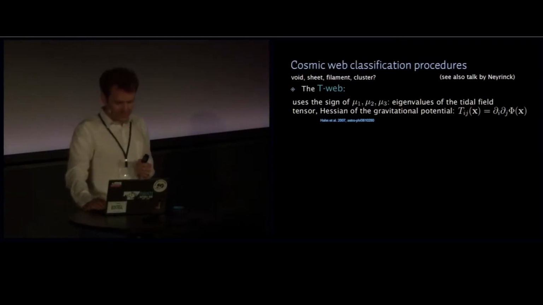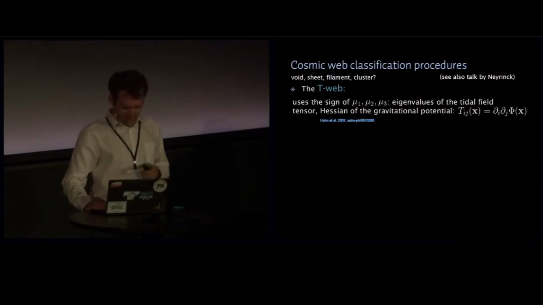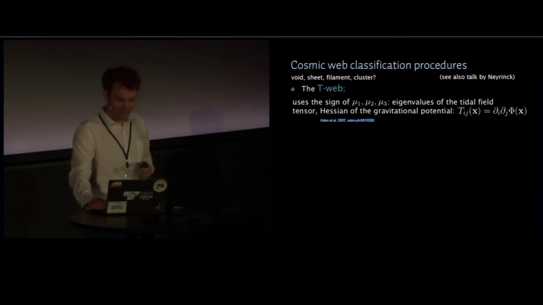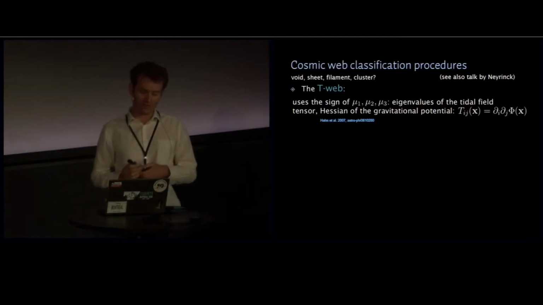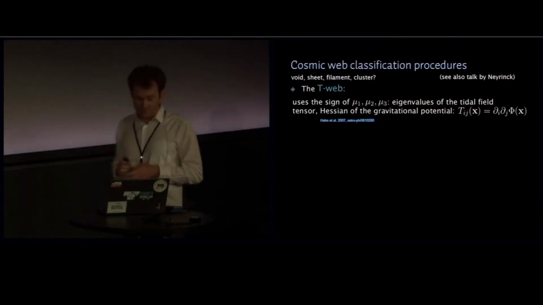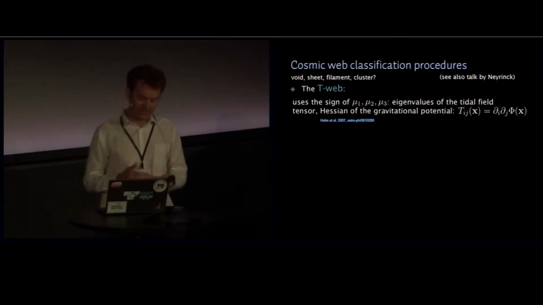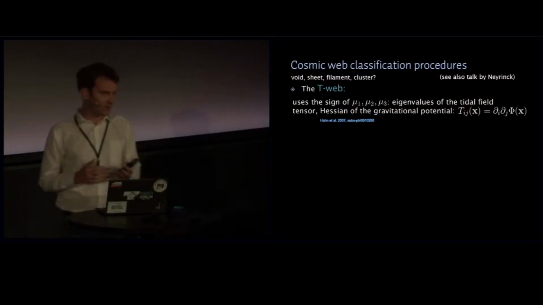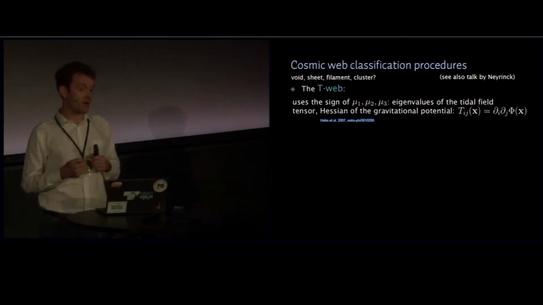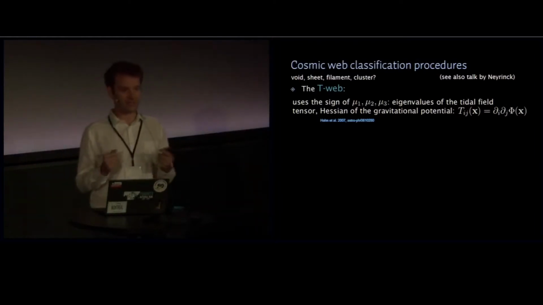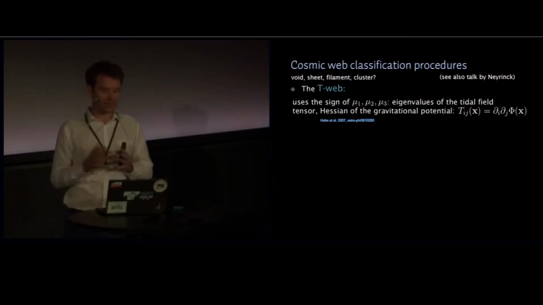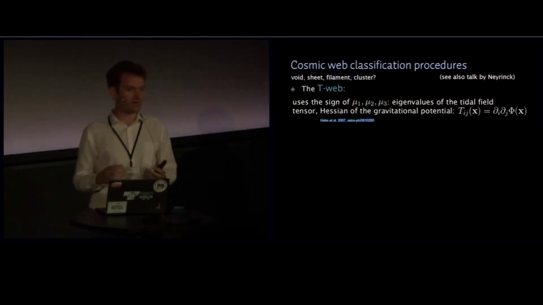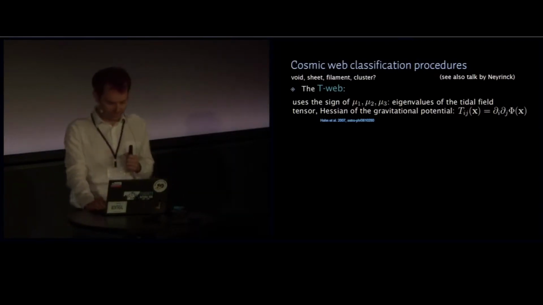The first one is what's called the T-web. T stands for tidal field. So the idea is to look at the eigenvalues of the tidal field tensor, which is the Hessian of the gravitational potential. In particular, we count the number of eigenvalues that are positive or negative. The number of positive or negative eigenvalues tells us along how many axes we have gravitational expansion or gravitational collapse. So a void is expanding along 3 coordinates, a sheet along 2, a filament along 1, and a cluster is shrinking along 3 coordinates.